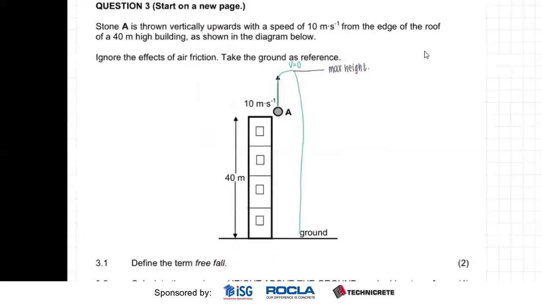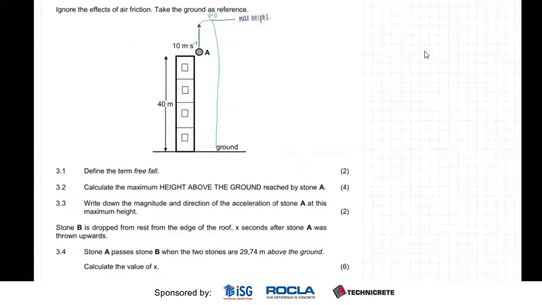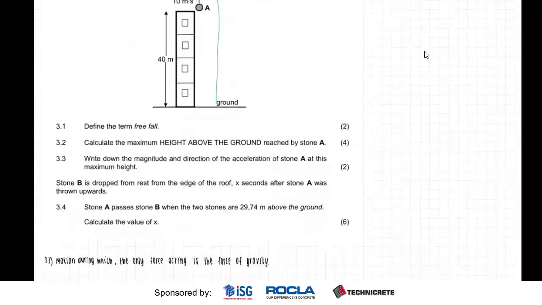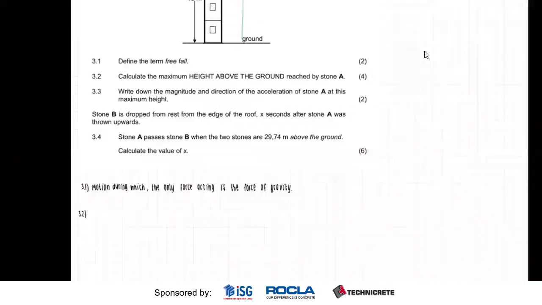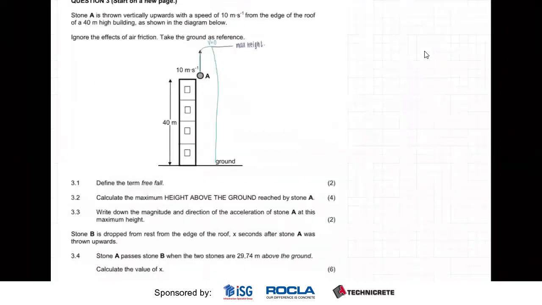Now how can we do this? We look to our formula sheet for some help. First of all, we need to decide which way is going to be positive. Are we going to take up as positive or down as positive? I'm going to take up as positive. Gravity always acts downward, so the acceleration caused by gravity is going to be negative because it's acting down. But the person is throwing the stone upwards, so the velocity of the stone upwards is going to be positive.